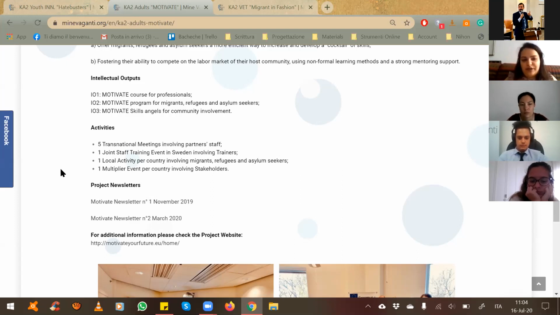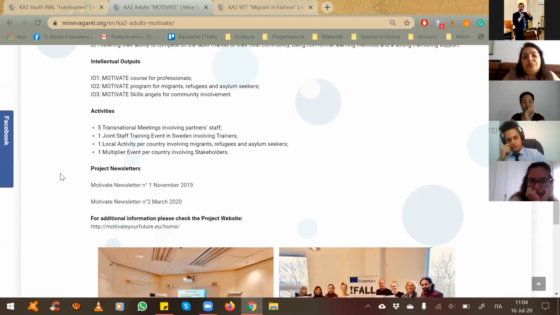And then we have the multiplier events. That is the event that you do at the end before the final evaluation meeting, 1 for each country, in which you present the results to the stakeholders. In this case, of course, we will involve hosting centers, the municipalities, NGOs that are working with migrants, refugees, and asylum seekers, and educational institutions that are providing them with formal education. Also to propose our methodology that we developed, and maybe they will integrate our programs in their programs. We don't know, we will try, we will see.